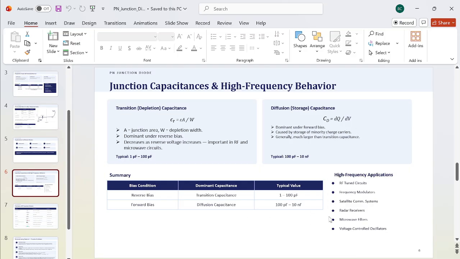Now here I have listed some of the high frequency applications. Because of the capacitance property shown by this PN junction diode, it is basically limited for some of the applications. High frequency applications are dependent upon the capacitive properties of the PN junction diode: RF tuned circuit, frequency modulators, satellite communication systems, radar receivers, microwave filters, voltage controlled oscillators.